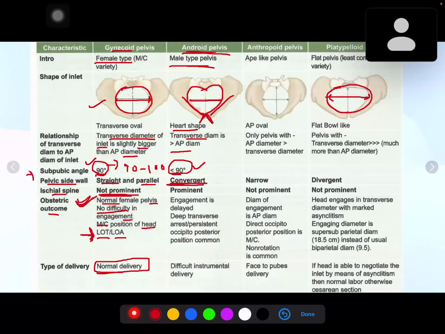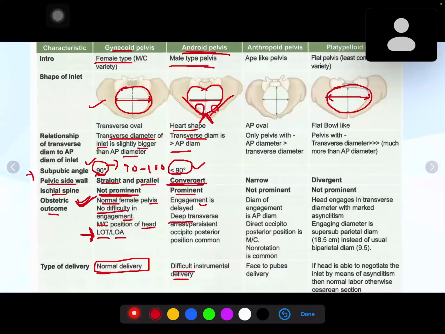And also the prominent ischial spines. If you see this diagram as well, you see their ischial spines. During examination of a laboring patient, you can feel the ischial spines. They are very prominent. Okay. So here the delivery would be difficult, the engagement would be delayed, and deep transverse arrest occurs because the head would not be rotated. Okay. So difficult instrumental delivery occurs in this type of pelvis.